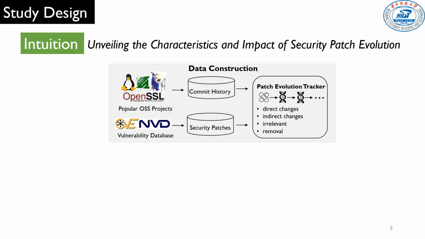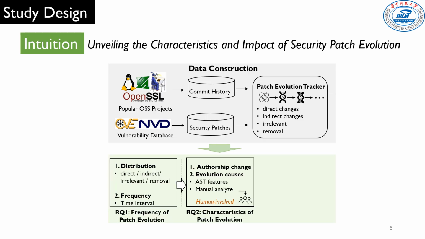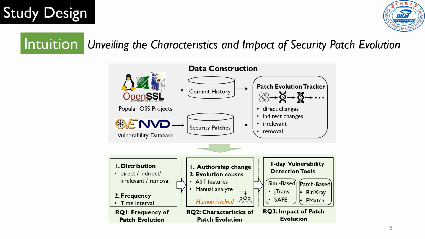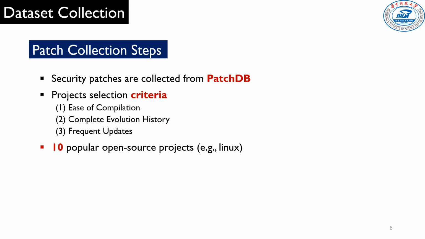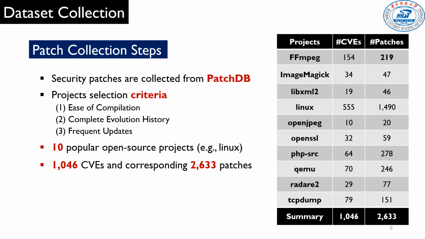We built a dataset by selecting 10 popular open source projects and analyzing their commit histories to track patch evolution. Our focus was on examining the frequency, characteristics, and overall impact. For our dataset, we selected 10 popular open source projects, including Linux and PHP. These projects were chosen because they are easy to compile, have a complete evolution history, and are frequently updated. In total, we collected 1,046 CVEs and 2,6033 patches. This dataset is essential for understanding the nature of patch evolution.